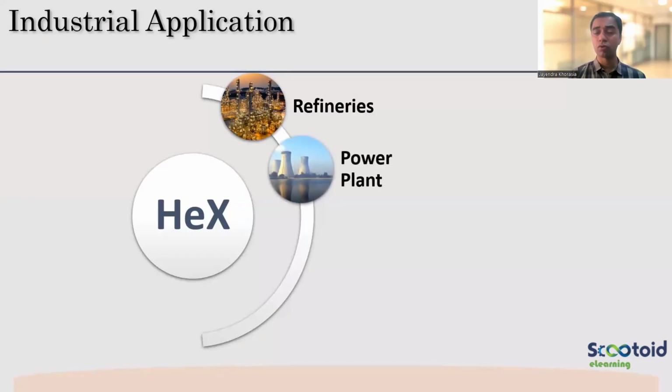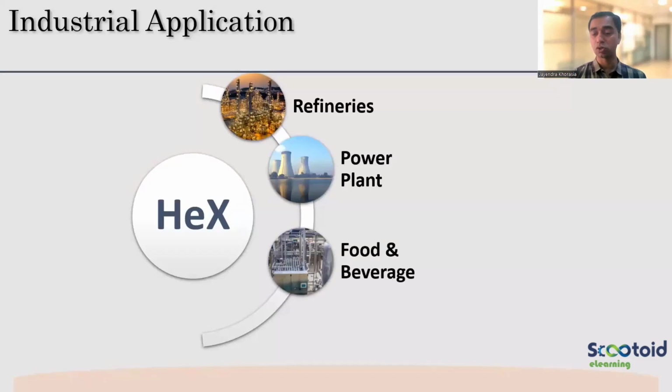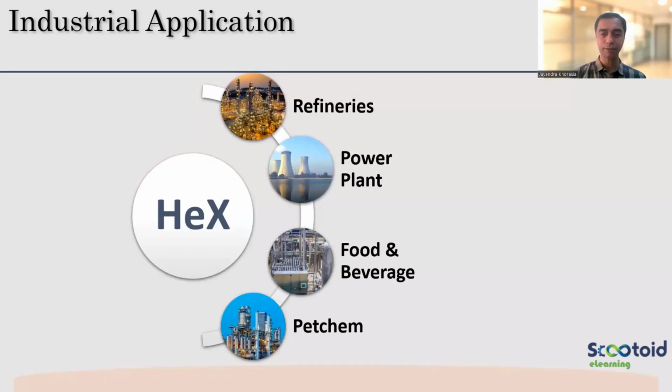Heat exchangers are found in power plants. Heat exchangers are also found in food and beverage industries a lot. Heat exchangers are also found in petrochemical industries. So again I'm repeating, a heat exchanger is a type or a brother of a pressure vessel. You will find its application almost everywhere where a pressure vessel is used. Main function of a heat exchanger, again repeating, is to transfer heat.